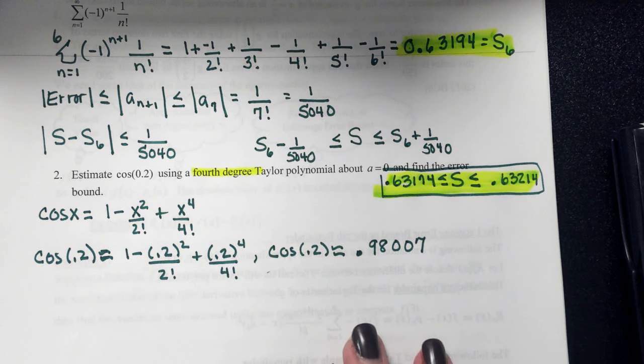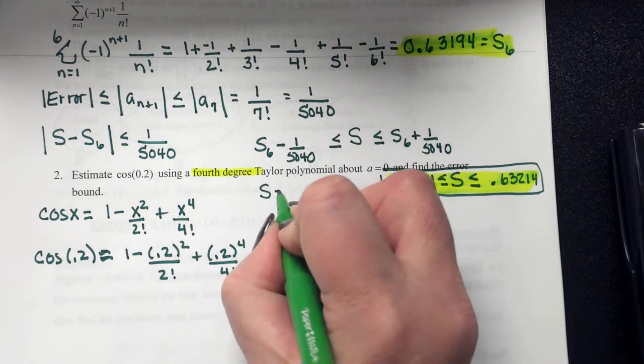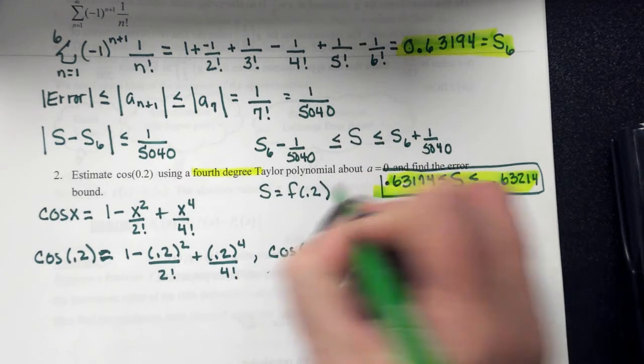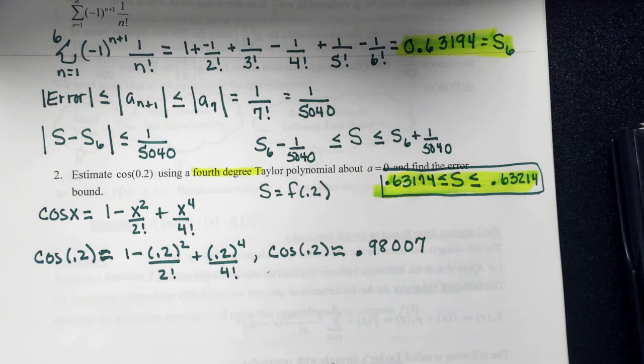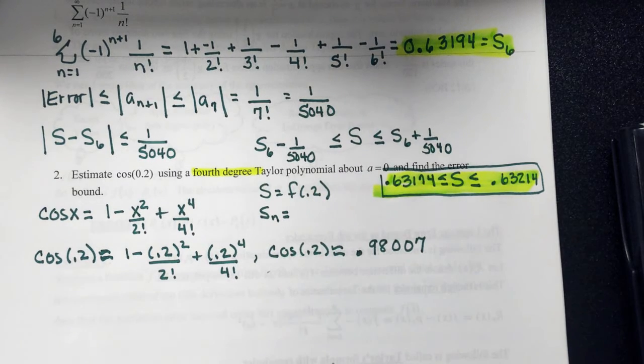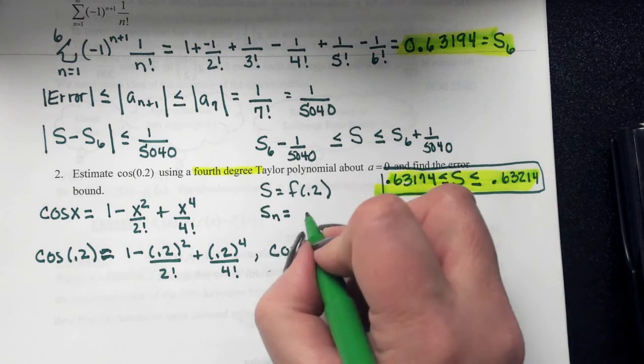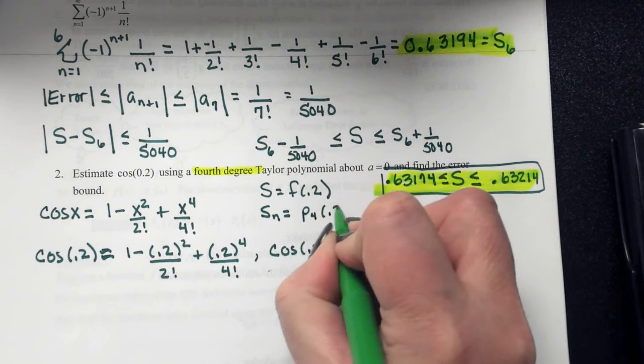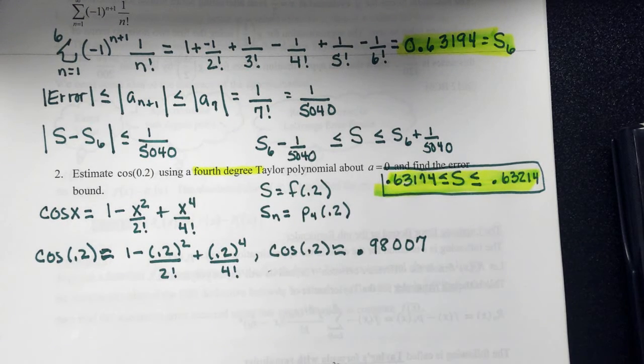So again, my actual sum is what f of 0.2 is. That's actually what cosine of 0.2 is equal to. My partial sum is what the approximation is based upon my Taylor polynomial of that 4th degree, so p sub 4 of 0.2. So any questions on how I've estimated cosine of 0.2?